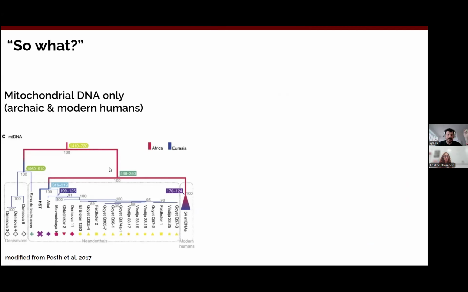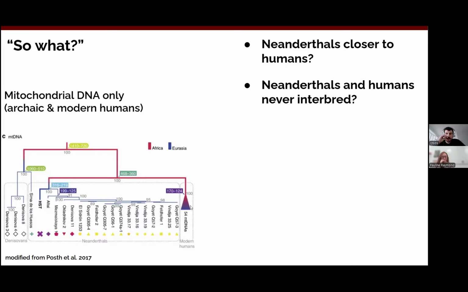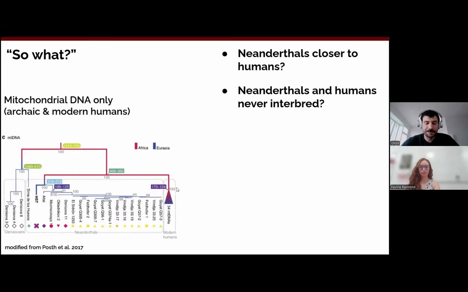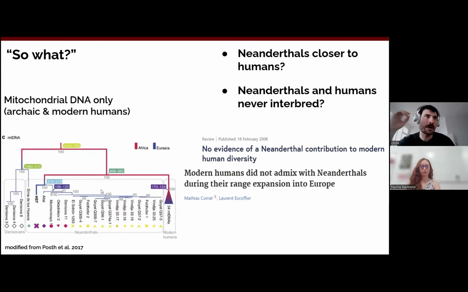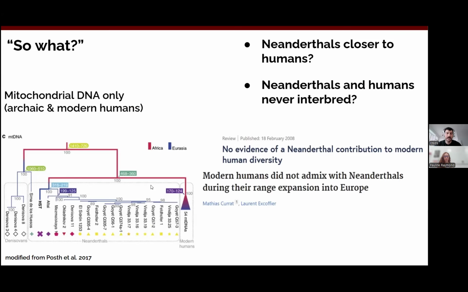Looking at this phylogenetic tree, you might come to the conclusion that A, Neanderthals are actually closer to modern humans. You can see it right here. And B, that Neanderthals and humans never actually interbred, because they form these perfectly separating monophyletic clades. And actually, a lot of people around 1 or 2 decades ago believed this or were supporting this with their studies. And this was mainly based on this mitochondrial view.